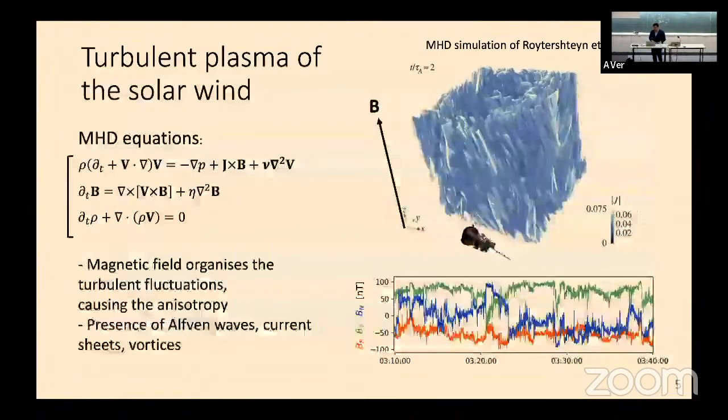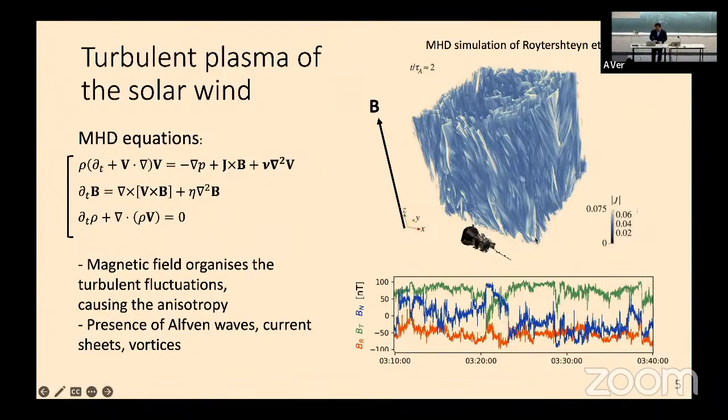In contrast with hydrodynamics, the presence of the magnetic field is organizing the turbulent fluctuations in the solar wind. You see here the MHD equations that describe the evolution of the plasma at MHD scales. Here you have not only velocity, but also the magnetic field, and it is affecting the dynamics of the flow, and especially reducing the anisotropy of fluctuations. On the right-hand side, you can see a simulation of the turbulence development.